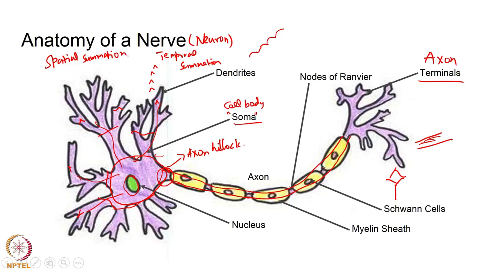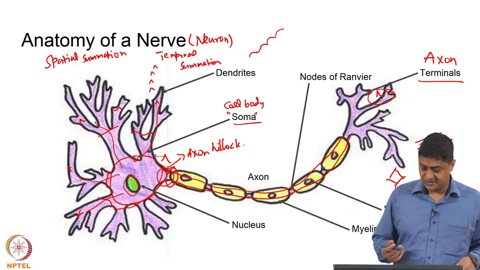Without referring to how an action potential is generated, whether by spatial summation or by temporal summation, we will look at how action potential gets propagated. That is of interest for us in this class. Let us assume that an action potential is generated either by spatial summation or by temporal summation at this point. Now, it has to be communicated, it has to reach say that point. How does it travel from that point to that point? That is the question.